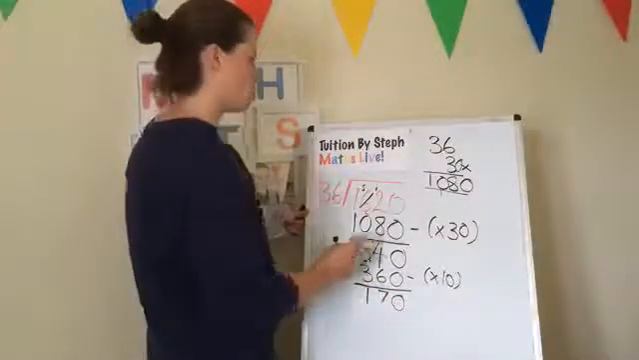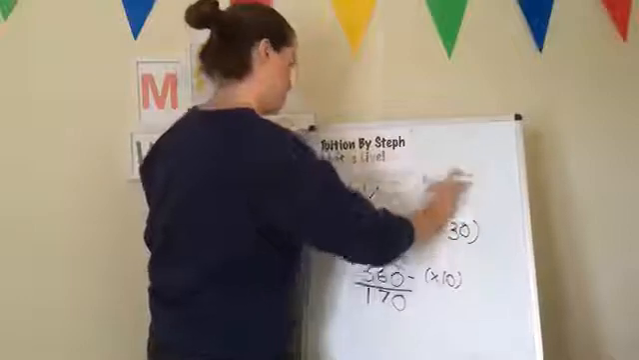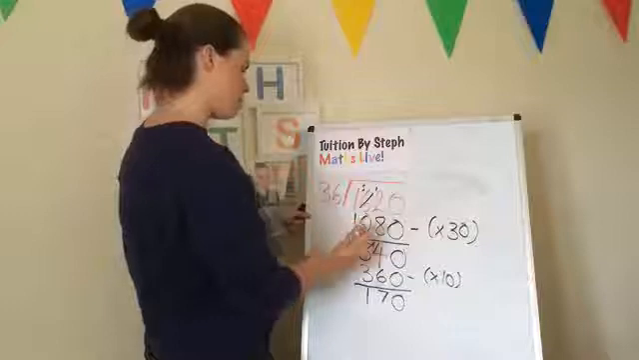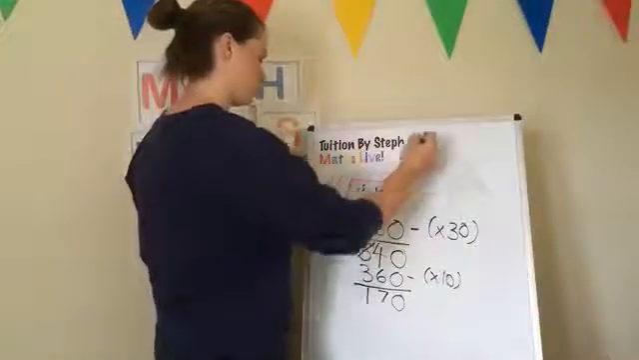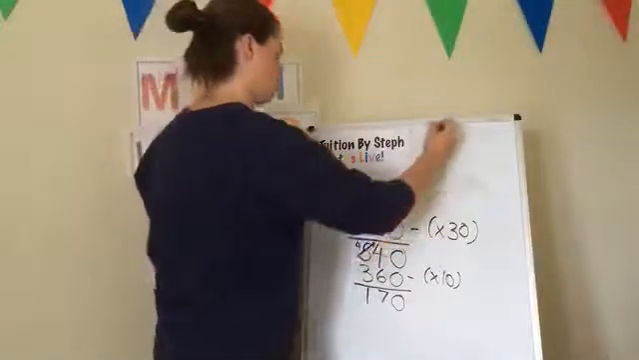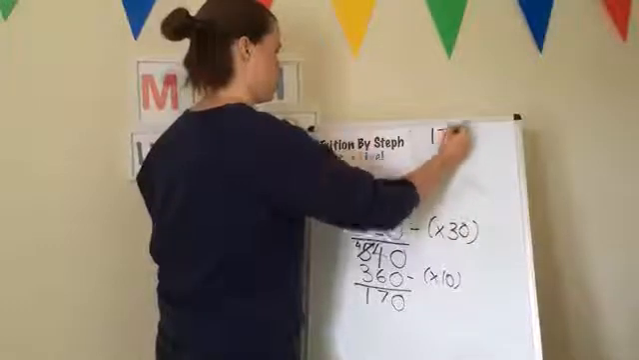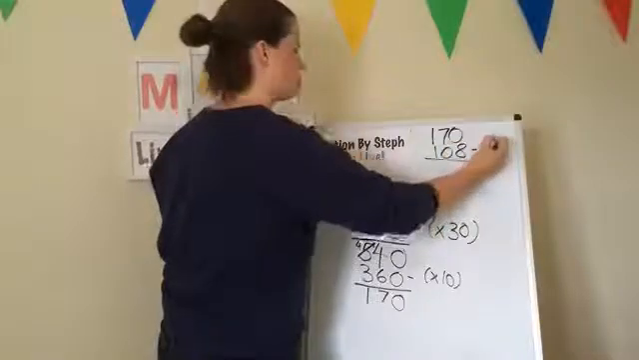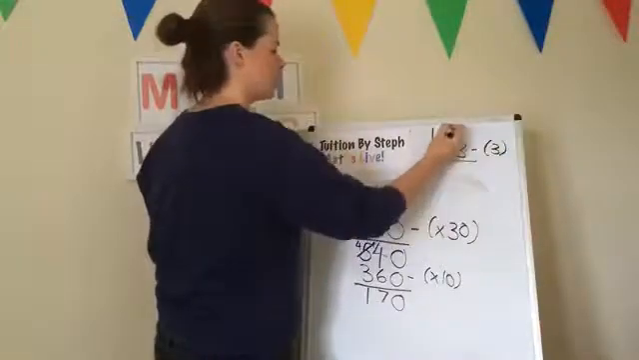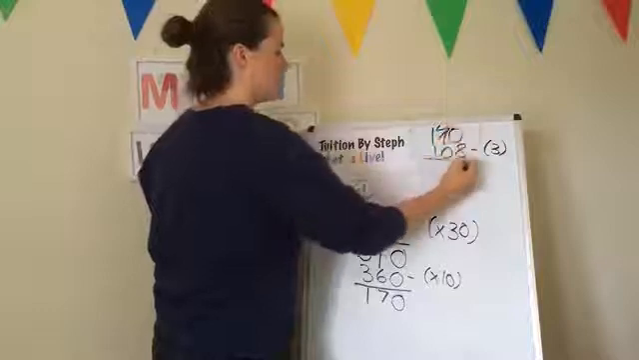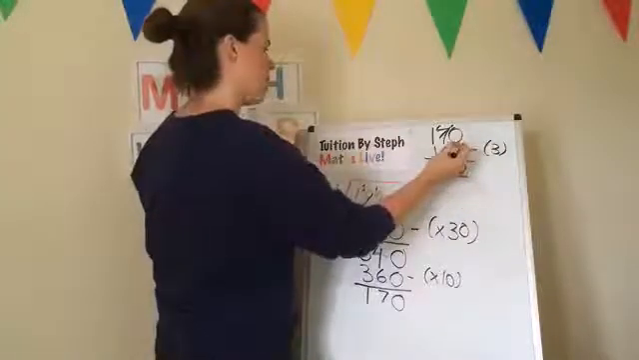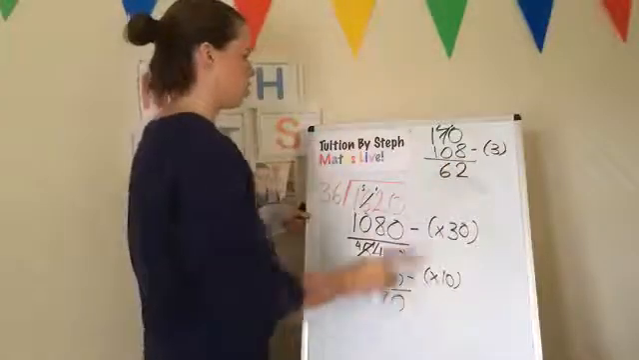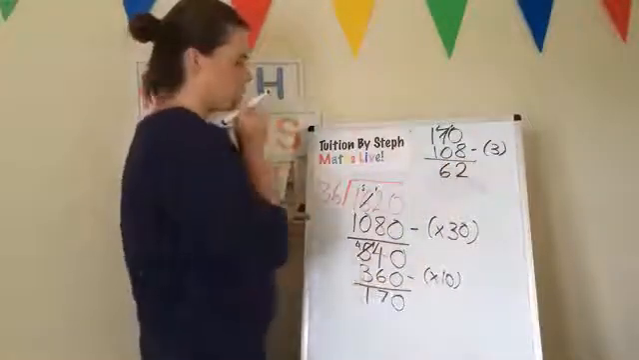I need a bit more room, so I'm going to go up here. 170. Now then, I remembered it was 108, so I'm going to subtract 3 lots. So I'm going to do 170, subtract my 108, which was 3 lots of 36. So I can't do it. So that's 2. 6 take away 0 is 6. Okay, and 62, 1 take away 1 is 1.